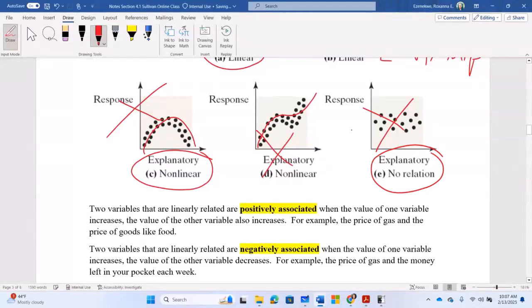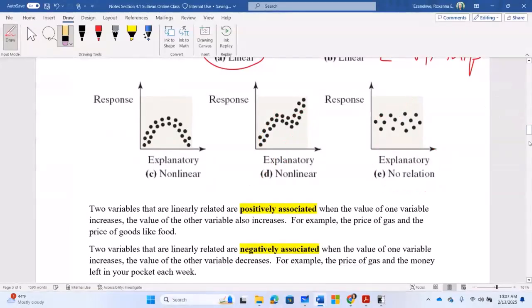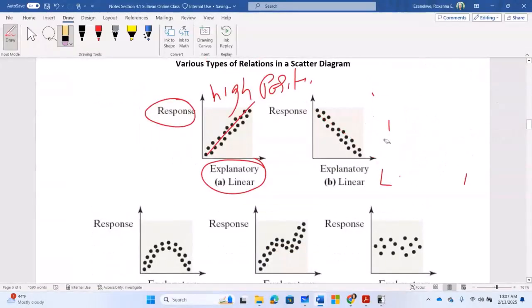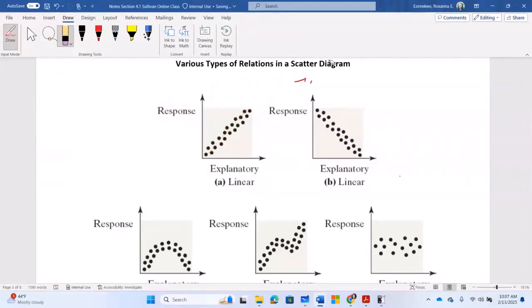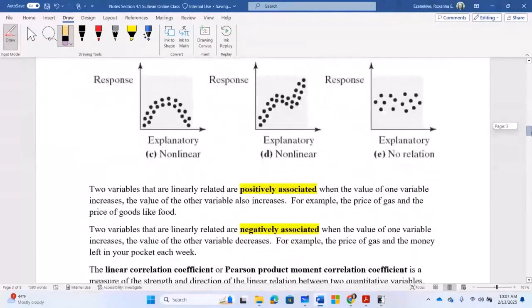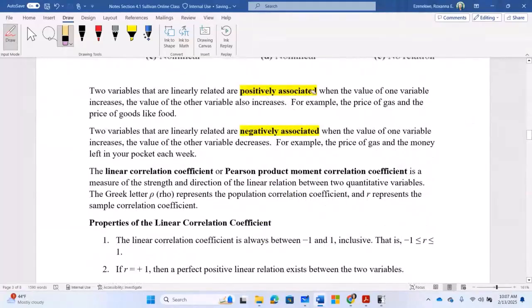There's no linear relationship. So whenever you draw a scatter plot, you have to be able to interpret the kind of relationship between the predictor variable and the response variable. Now, the next one, let's go back and see. So positive association is the same as positive relationship. Negative association is negative relationship.